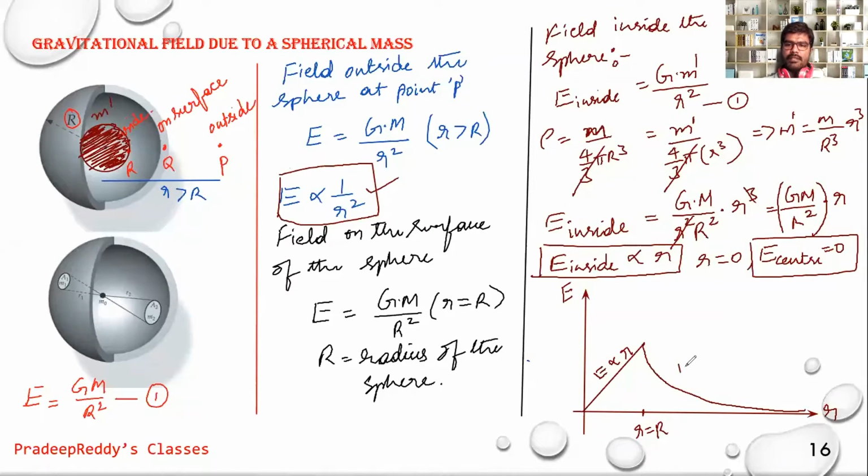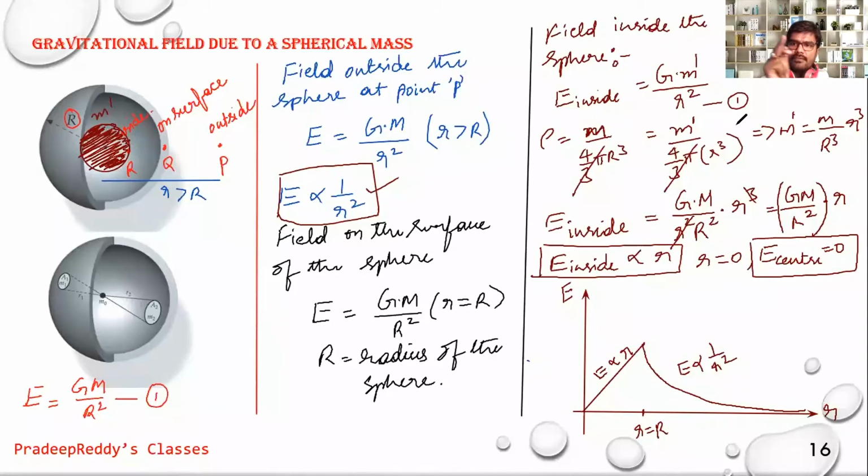Therefore, here where small r is greater than capital R, you can write E is inversely proportional to r square, whereas inside the sphere E is directly proportional to r. This is about gravitational field due to spherical mass distribution. So whenever mass is distributed in the form of a sphere, you can write down gravitational field outside the sphere, on the surface of the sphere, and inside the sphere. At the center of the sphere, gravitational field is 0.